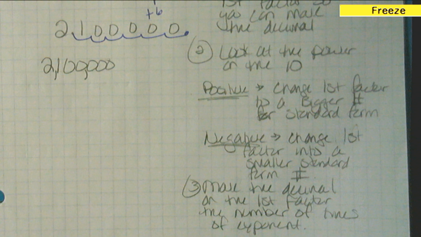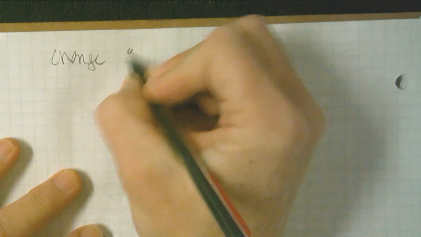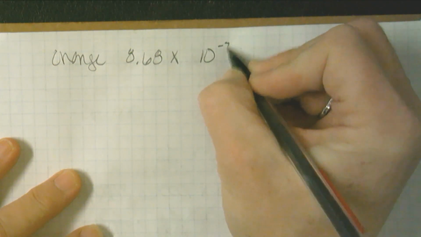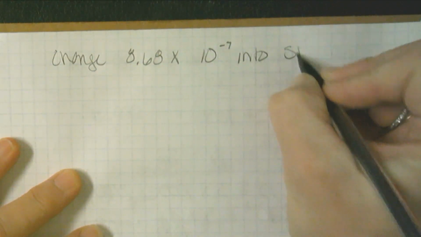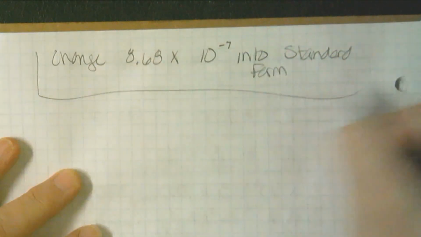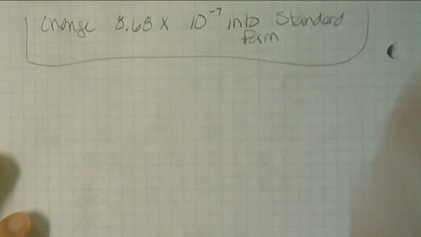Can you guys see why I'm attaching the sign of the power to bigger or smaller standard form numbers? Does that make sense to you guys? Awesome. All right, so I want you to change this number into standard form. I want you to change 8.68 times 10 to the negative 7th into standard form.